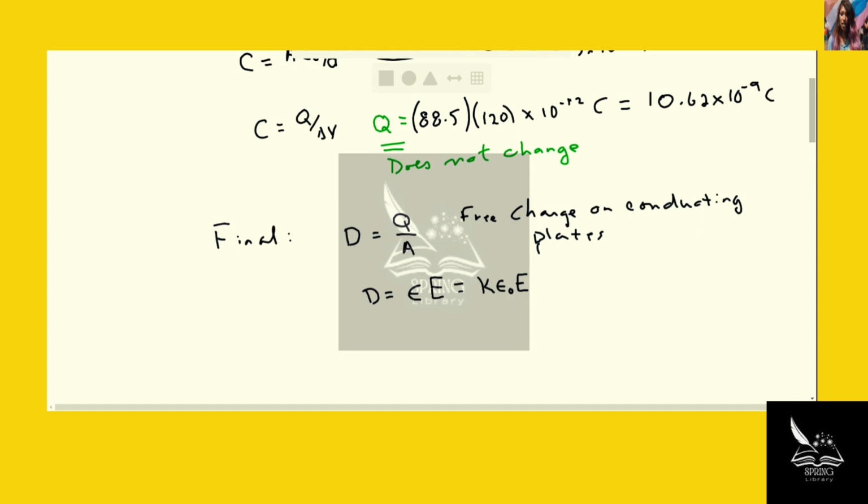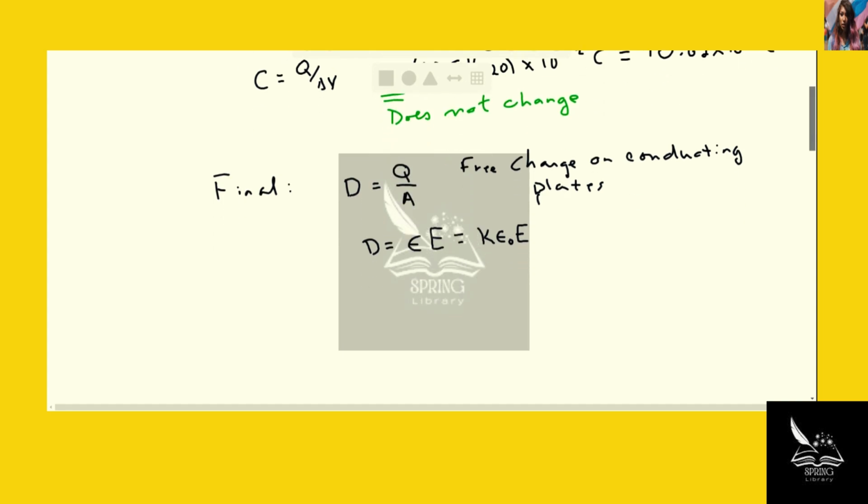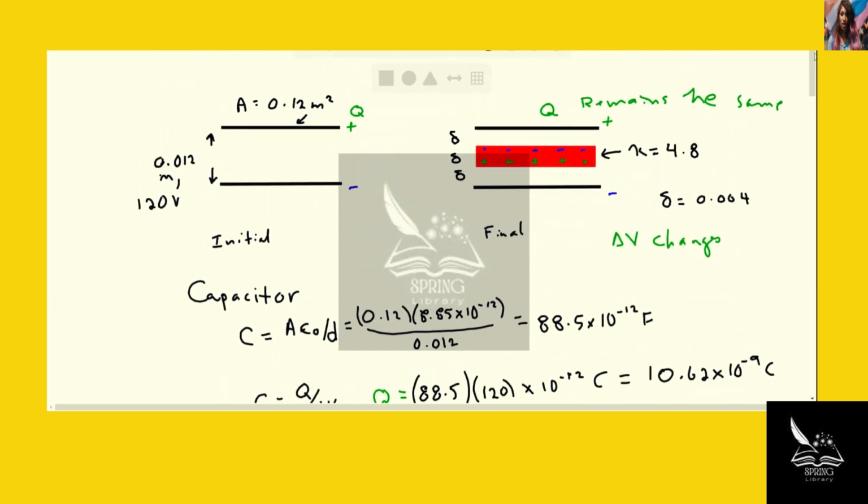Remember that the free charge is fixed, and we can find the D field fairly readily through equation 1, which is D equals Q over A. And then we can find the electric field in our three regions: the gap, we'll call that G for gap, and D for dielectric. We'll call it die and gap.